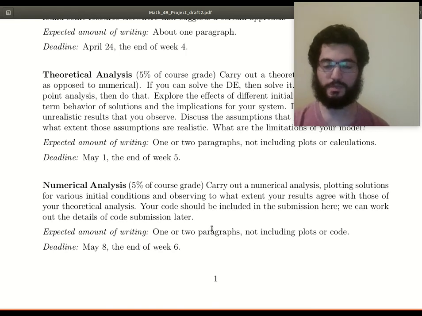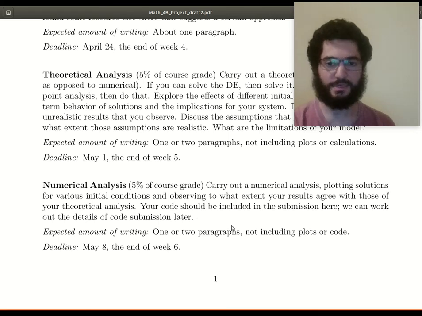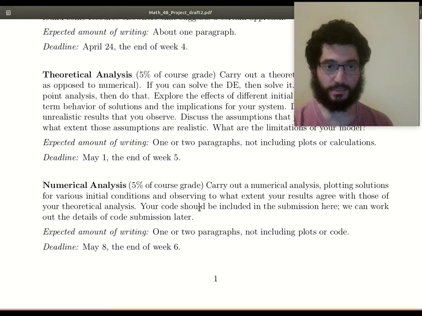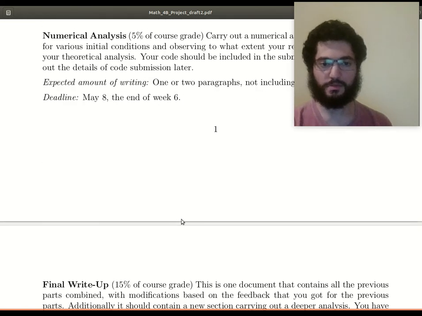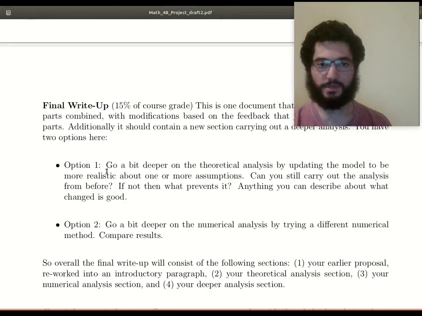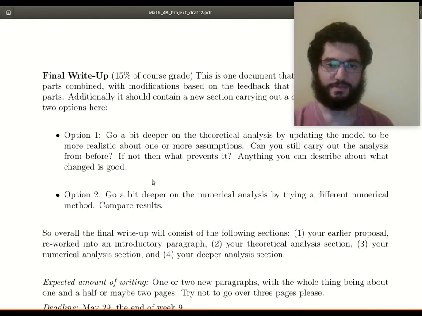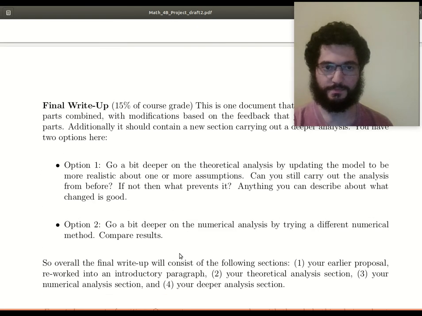We'll discuss how to do numerical analysis later. We'll do the simplest kind of numerical analysis that we can do. So that's 3 parts of the project: proposal, theory, and numerical. Then the remaining 2 parts are your final write-up and your presentation. The final write-up is due at the end of week 9.